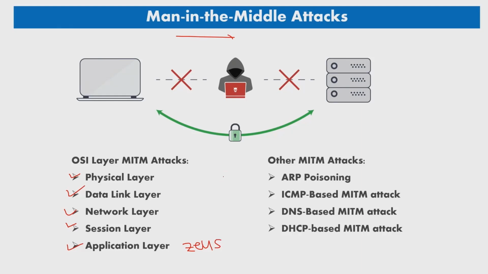Some of the other additional MITM attacks include ARP poisoning, ICMP-based MITM attacks, DNS-based and DHCP-based MITM attacks.